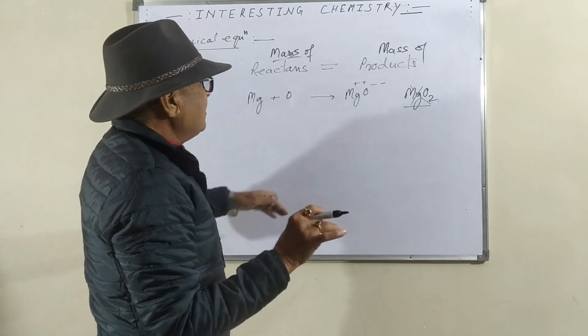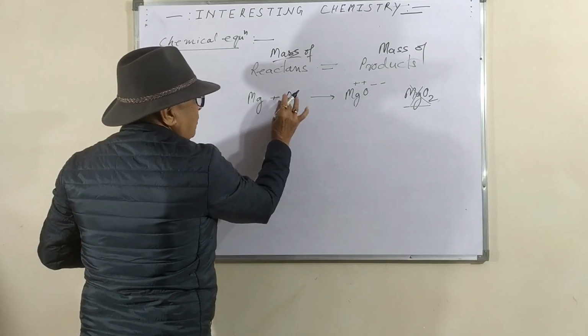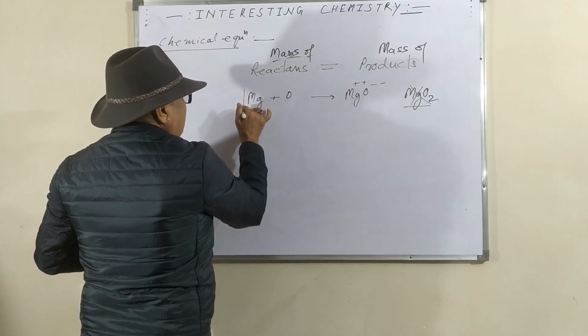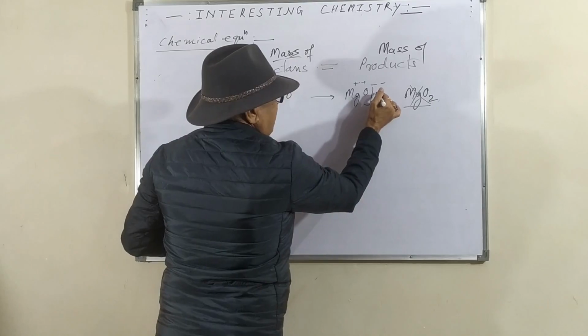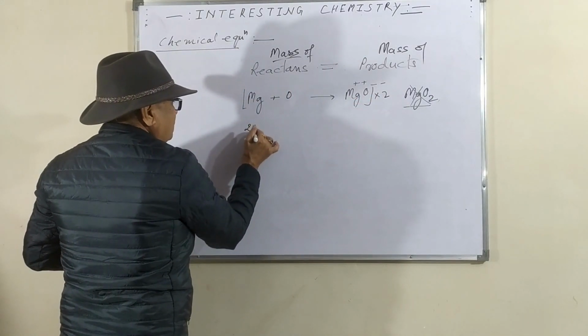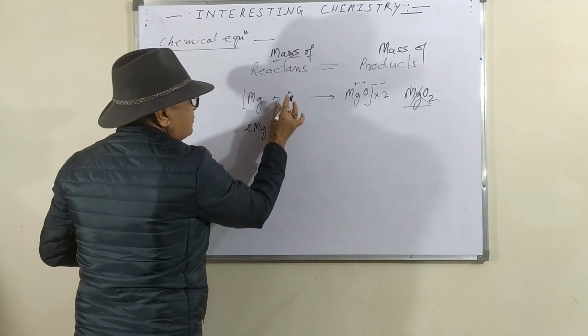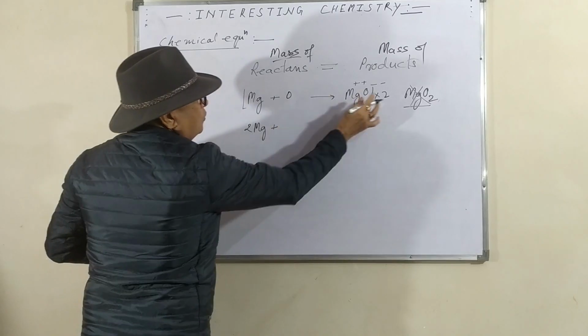So here, what will you do? To make it O2, you will multiply this whole equation by 2. So you will write here 2Mg plus O2.